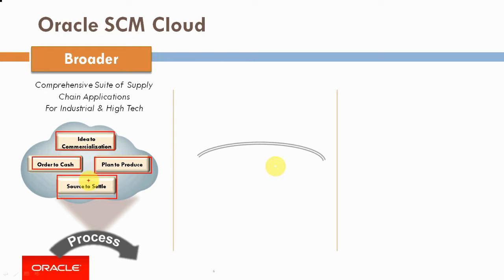But the good thing is, all those cloud applications are integrated out of the box for all the SCM cloud applications. For example, for order to cash, all the systems from quoting all the way to accounts receivable and financials are integrated out of the box.